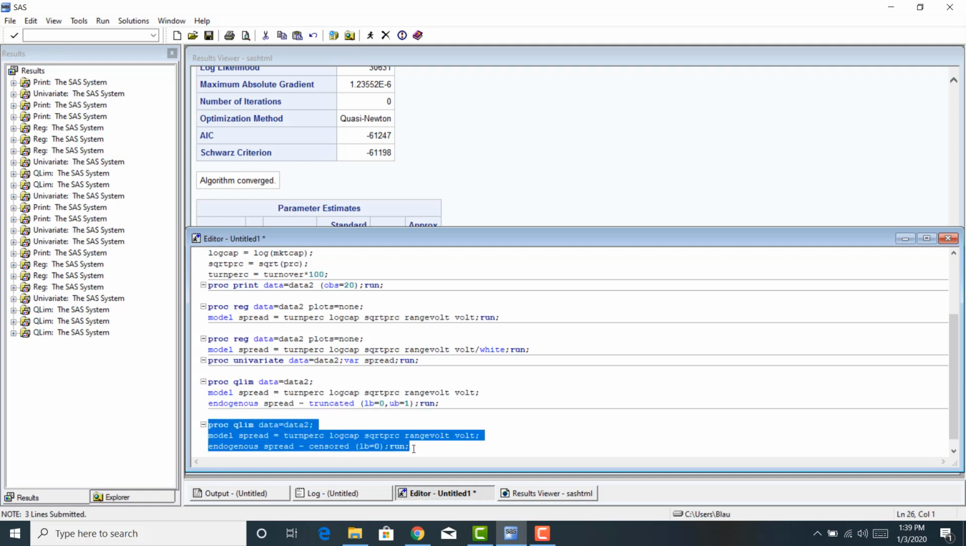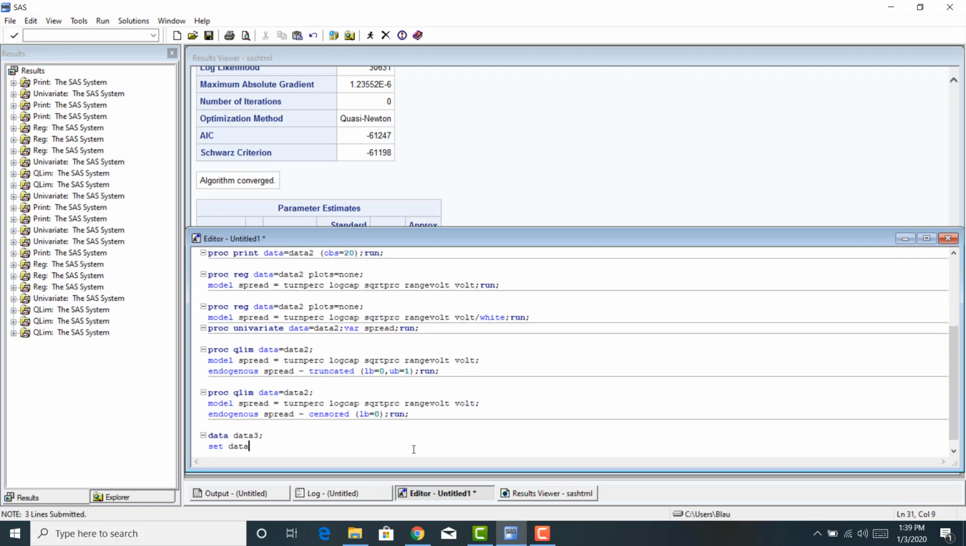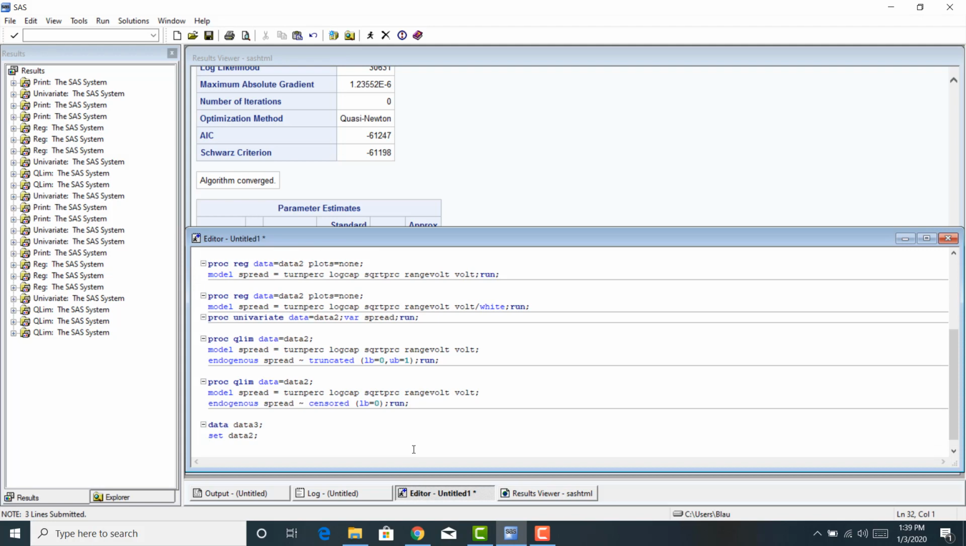Okay. Let's do something else here. Let's say data equals data 3, set data 2. And what I want to do here is I want to create a dummy variable. Okay, so I'm going to write an if-then statement. Before I do, let me run Proc Univariate data 2 for the bid-ask spread.